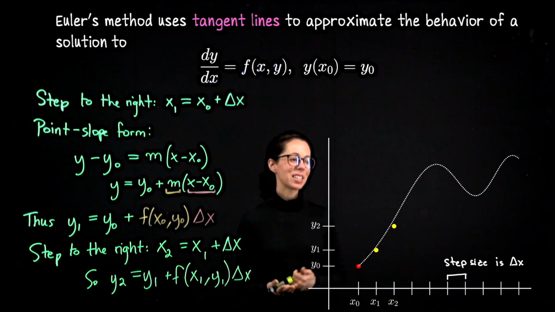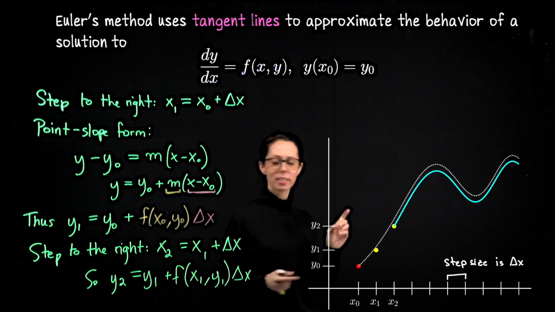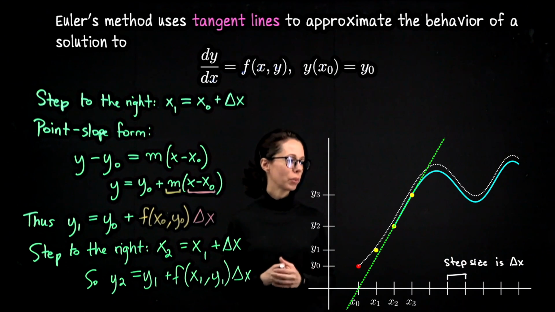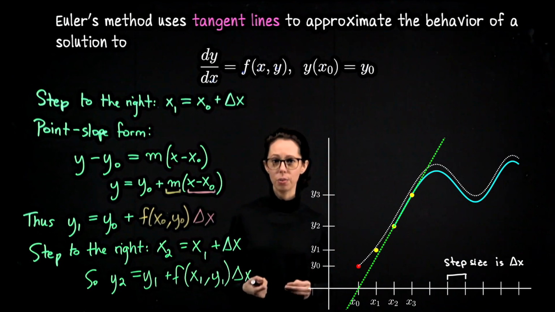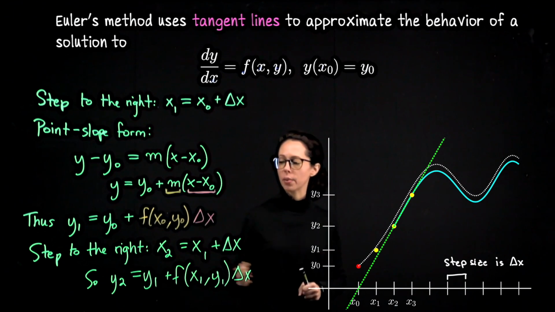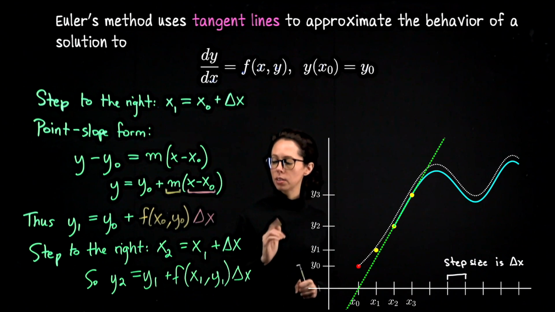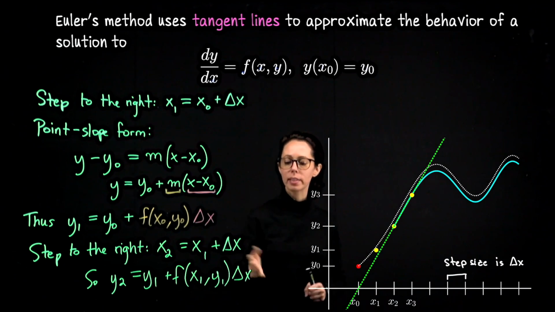What would it be if we wanted to take one more step? Well, okay, here's the graph of the solution passing through this point, x2, y2. So the new tangent line is the one we're looking at. The slope of this tangent line is f at x2, y2. If I wanted to step to the right again, I would say x3 is x2 plus the step size. So y3 is y2 plus the value of the right-hand side at the previous point times delta x.